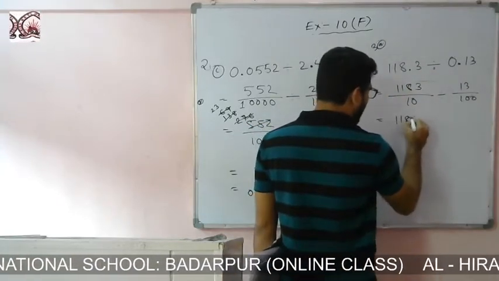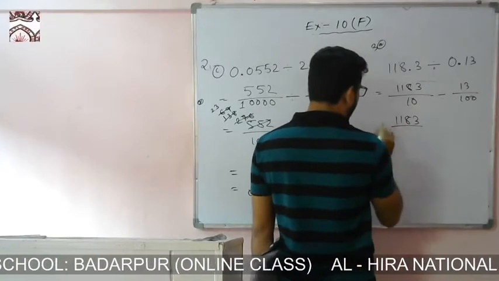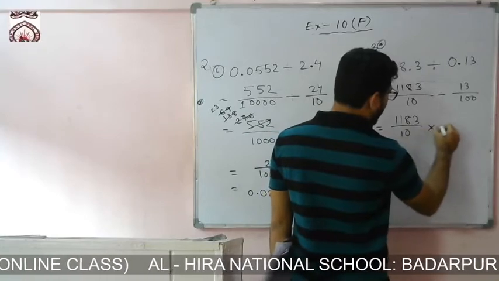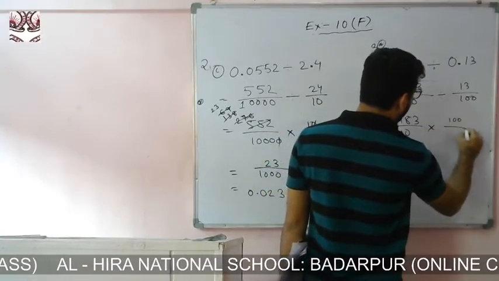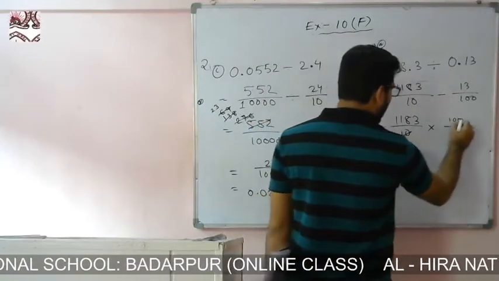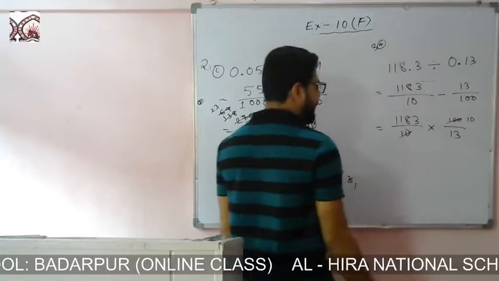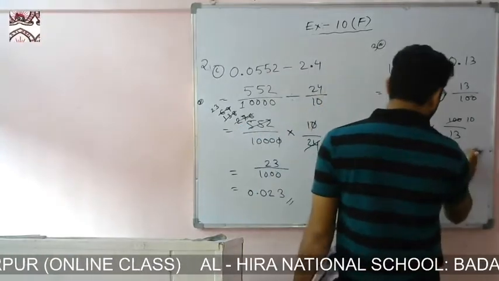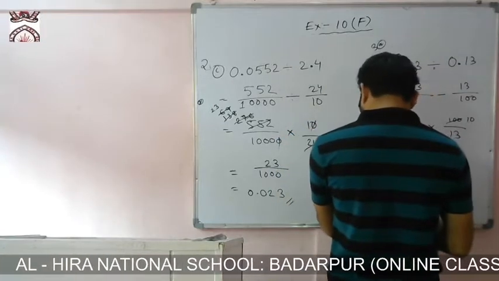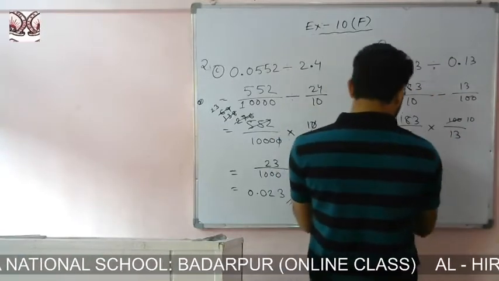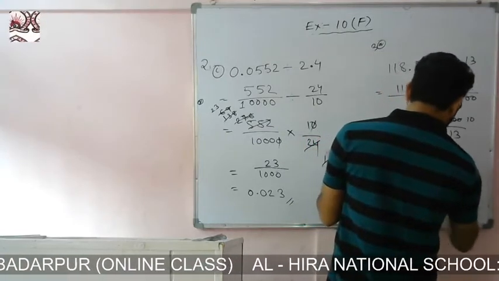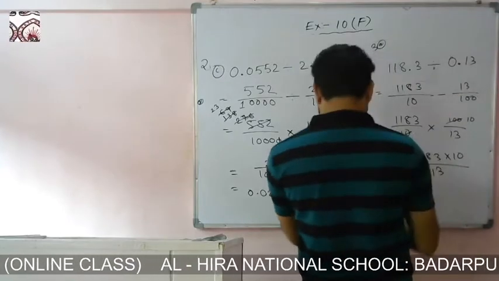So 83 by 10 into 100 by 13. Okay, so if you cancel, then 10 tens are 100. Now you cancel with 13. Okay, so 83 into 10 by 13. So you cancel this one with 13.